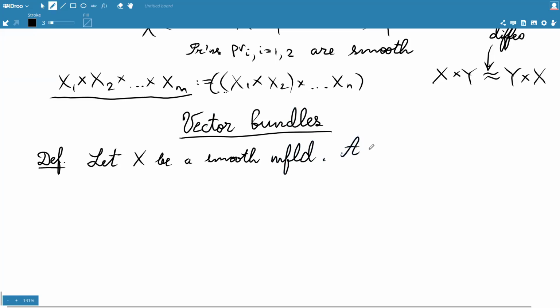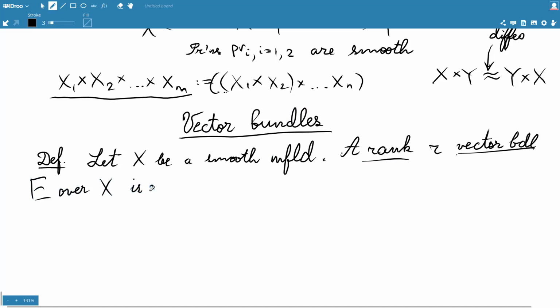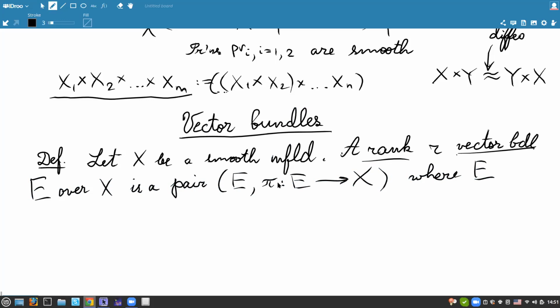By a rank r vector bundle, shortly, I denote the word bundle this way, rank r vector bundle E over X, is a pair E and the projection, say π, from E to X, where E is a smooth manifold.